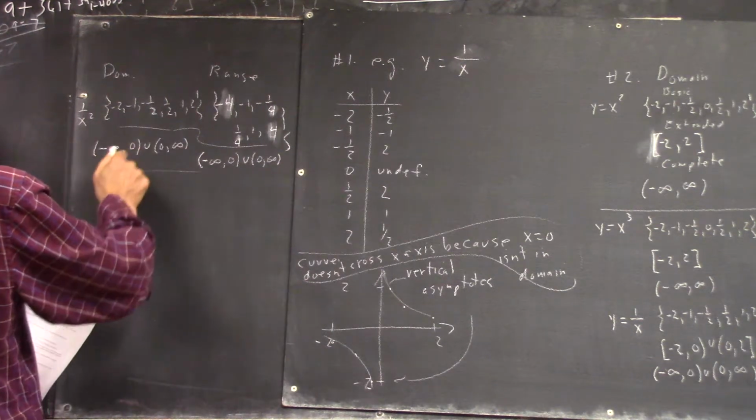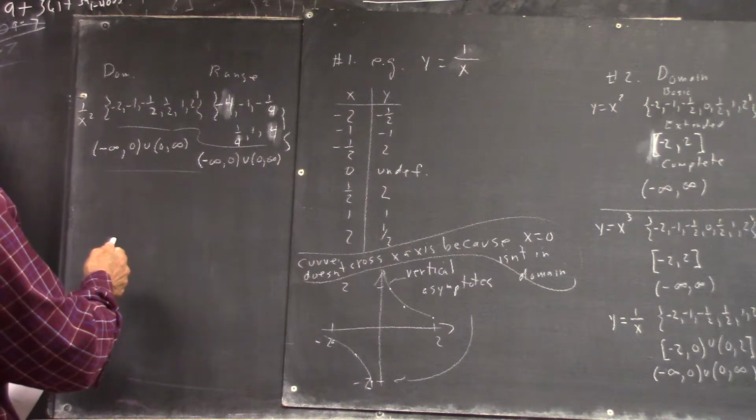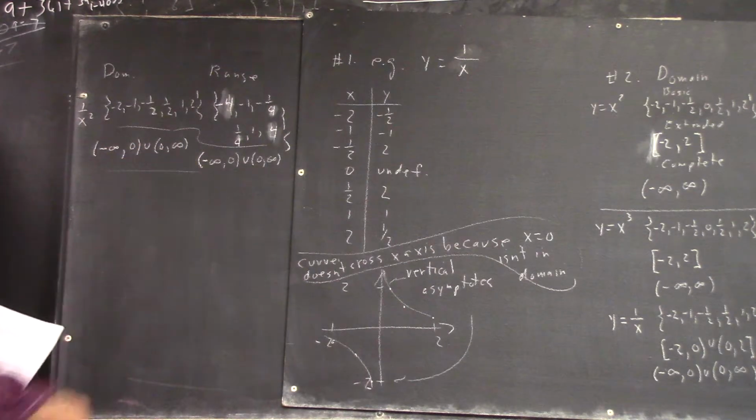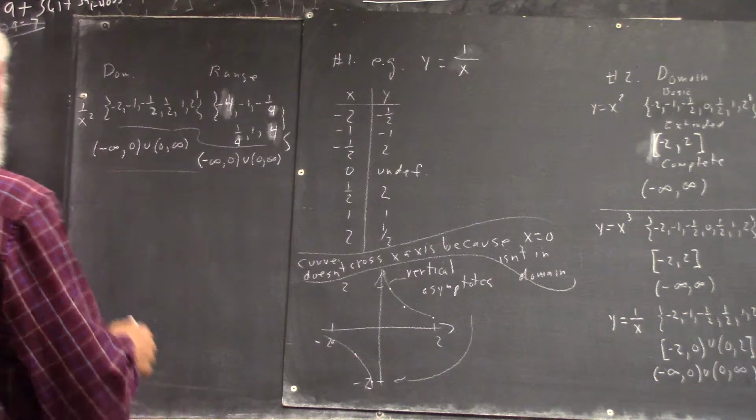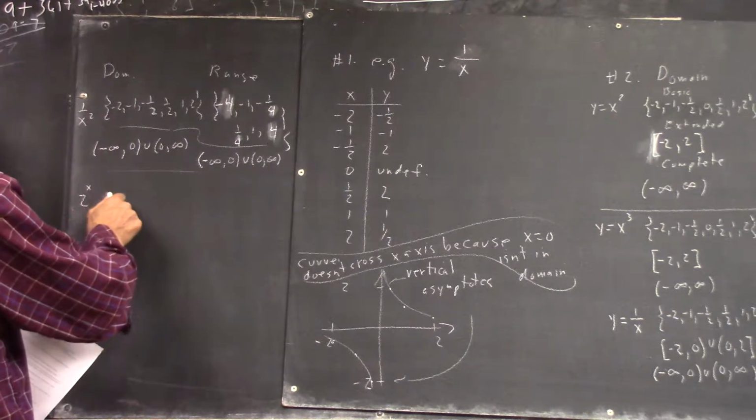Okay, so that's for the extended. Now, that's for the complete function. The extended function, I didn't write it down, but it should be obvious what it is. Okay, so then we have 2 to the x.